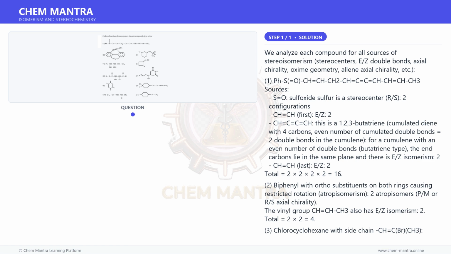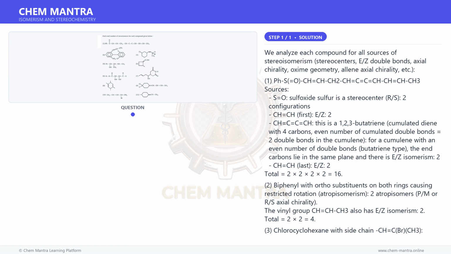4. Ph-CH(OH)-CH(CH3)-NH-CH3. 2 stereocenters, the C bearing O and the C bearing CH3. Total is 2 squared, which is 4. 5. 2-methylcyclobutane-1-one oxime, a cyclobutane ring with =NOH and methyl. Oxime E/Z geometry, 2. Ring stereocenter, the methyl-bearing carbon, 2. Total is 2 times 2 equals 4.